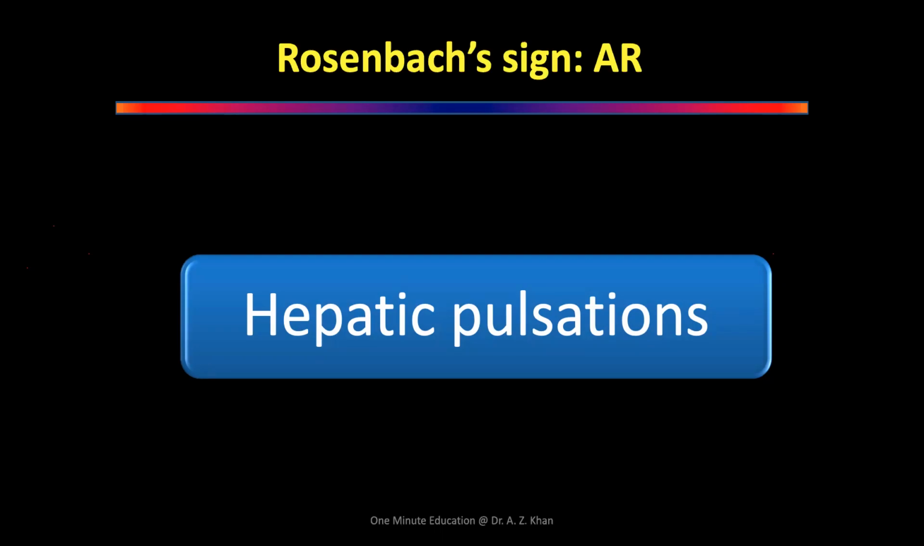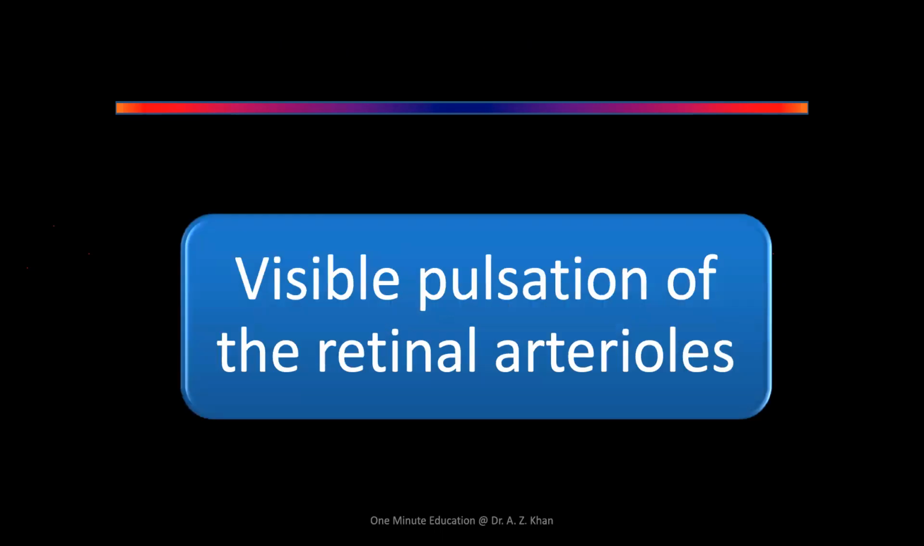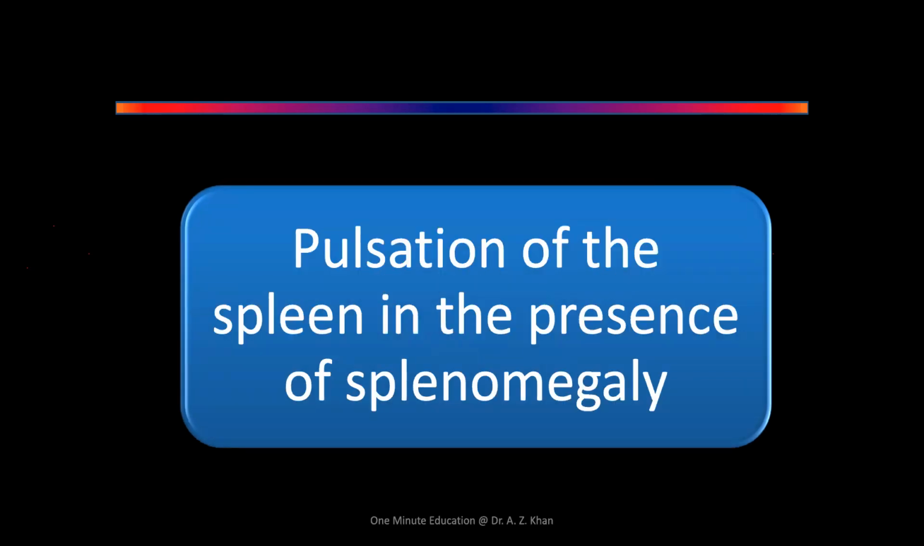Rosenbach's sign, okay? Visible pulsations of the retinal arterioles in aortic regurgitation. Becker's sign, okay? Pulsation of the spleen in the presence of splenomegaly.